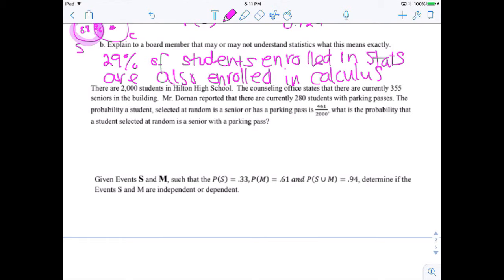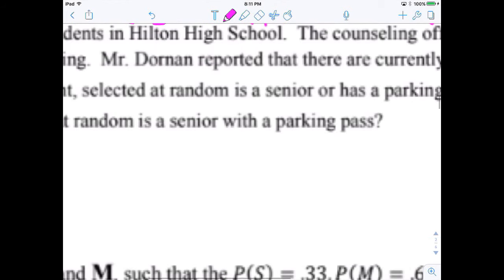All right, next one. There are 2,000 students in Hilton High. The counseling office states that there are 355 seniors in the building. Mr. Dornan reports that 280 students have parking passes. The probability that a student selected at random is a senior or has a parking pass is 461 out of 2,000. What is the probability that a student is a senior with a parking pass? So this is the probability that you're a senior and you have a parking pass.